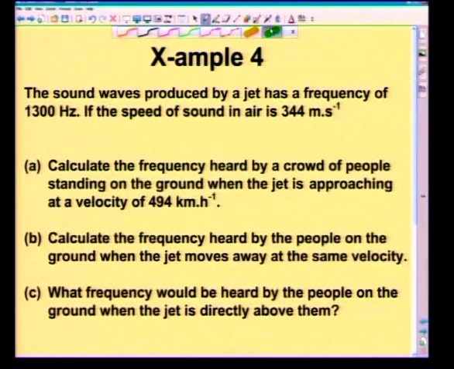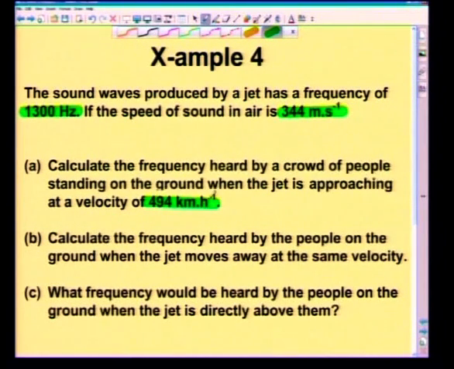Now let's have a look at example 4. Example 4 says the sound waves produced by a jet has a frequency of 1,300 hertz. So that's the frequency of the source. And the speed of sound in air is taken to be 344 meters per second. Now, the questions are: calculate A, the frequency heard by a crowd of people standing on the ground when the jet is approaching at a velocity of 494 kilometers per hour.